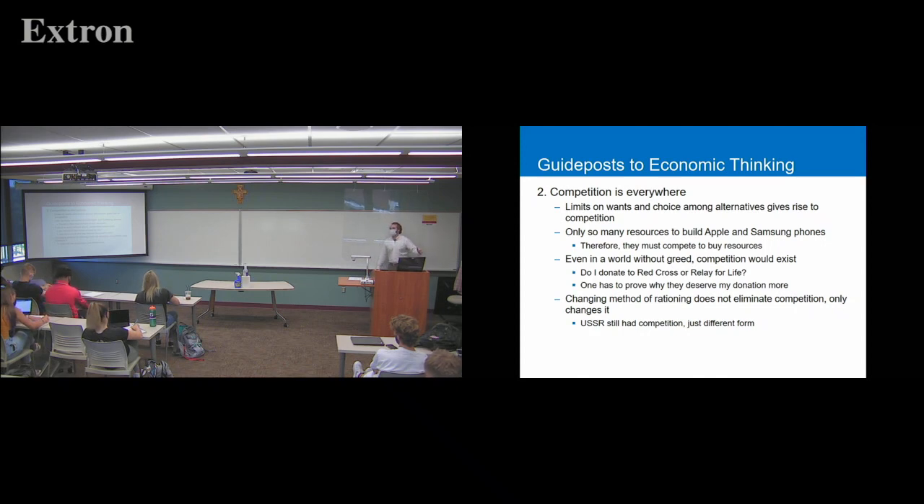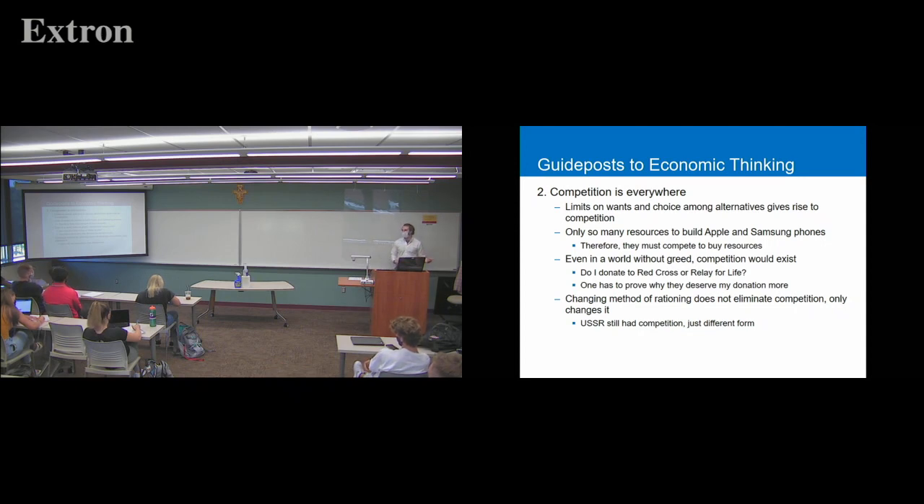But even in a world without greed, if we're not imagining production or anything like that, competition would still exist. If you're trying to donate to charity, you donate to the Red Cross or Relay for Life. Those two charities are going to have to compete for your donations. They're going to have to prove that they're better at getting the money to people, or that the problem they're trying to solve is a bigger problem than the other ones. They have to prove why they deserve the donation more. So there's still going to be competition, even when we're not talking about production like in the market.